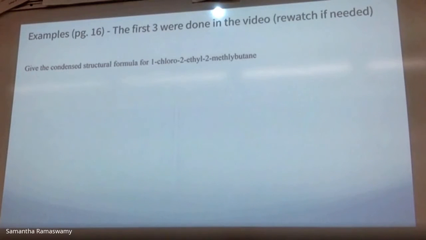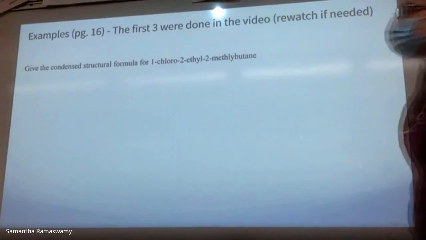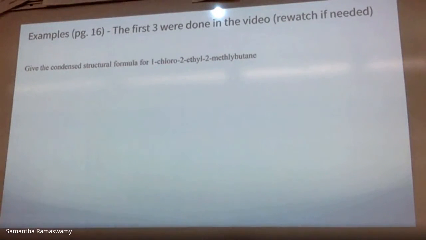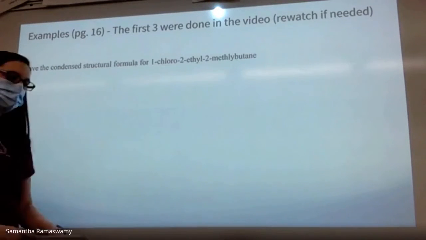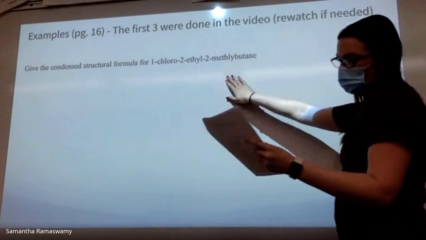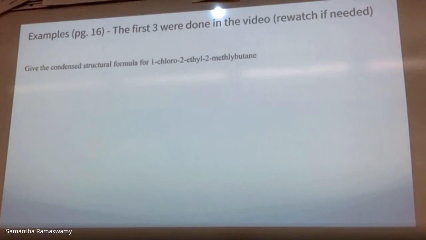Now, the best way to really get good at this is by practicing. So these are on page 16. So the examples, we're going to go through 16, 17, and 18. I did the first 3 in the video. If you need to go back and rewatch those, you can. And once we go through these, you want to try them. We're going to start with the fourth one. So the fourth example on page 16 says, give the condensed structural formula for 1-chloro, 2-ethyl, 2-methyl butane.